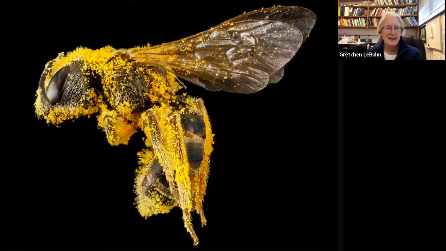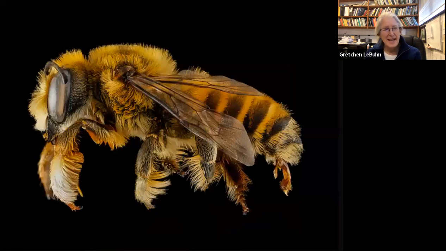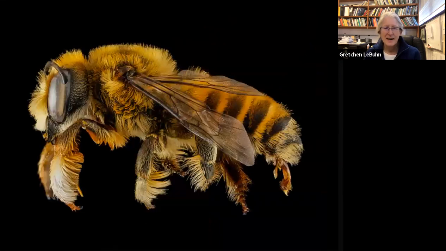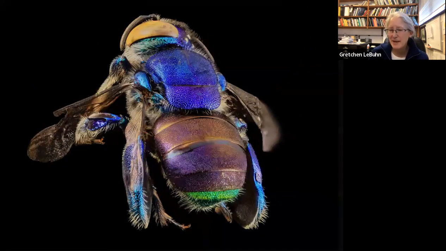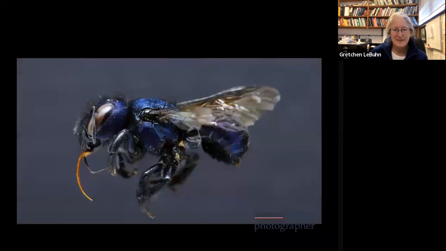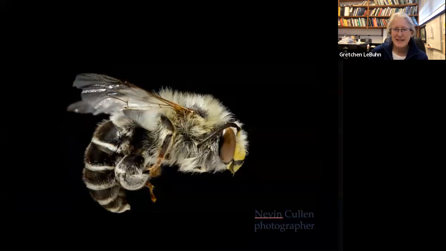This is actually a very tiny bee. This is a sweat bee. And all those gold dots, that's how covered these things get in pollen. This is a Habropoda. This is a tropical bee. This is a bumblebee. This is an Osmia, a leafcutter bee. And this is, oh gosh, I forget which one this is, but you can see how different and varied the different species are.